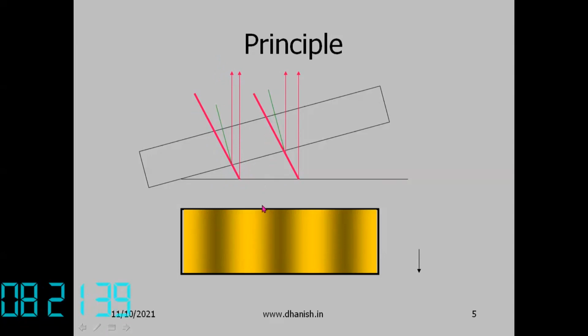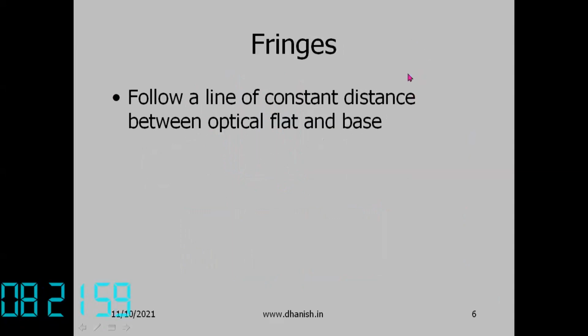So that results in interference between the two, because they are coming from the same source, they all have the same wavelength, but now there is a path difference between this and this. So between these two, there will be interference. That results in fringes like this. So the fringes follow a line of constant distance between optical flat and base.